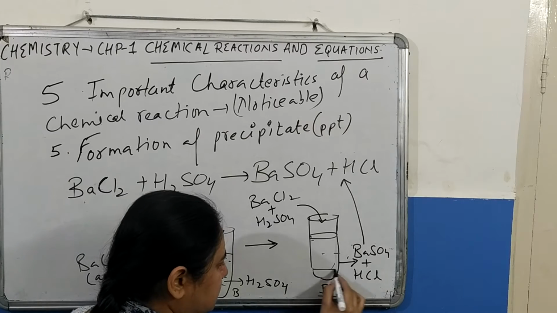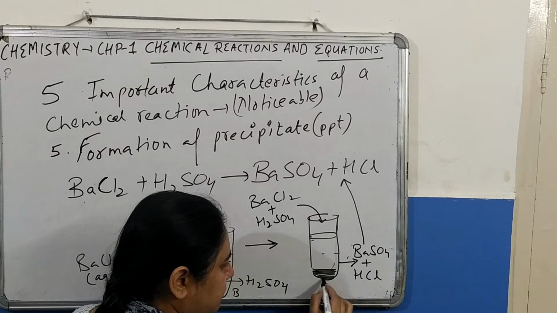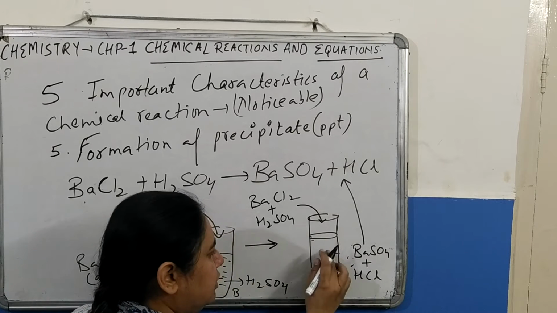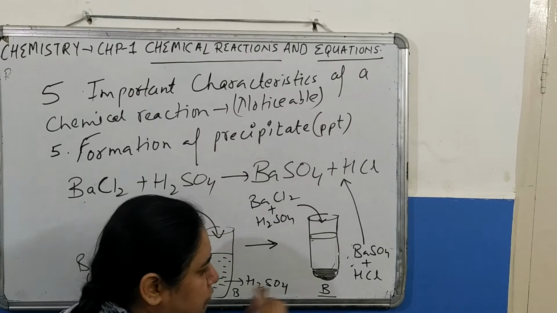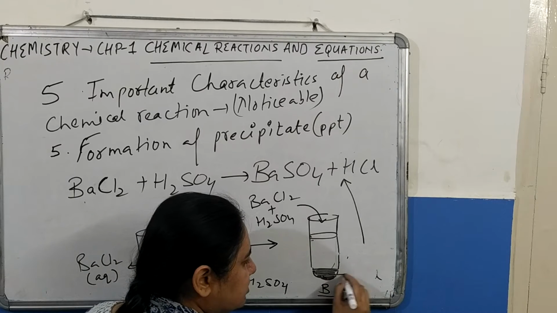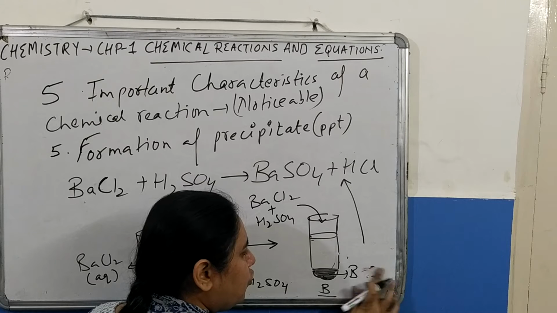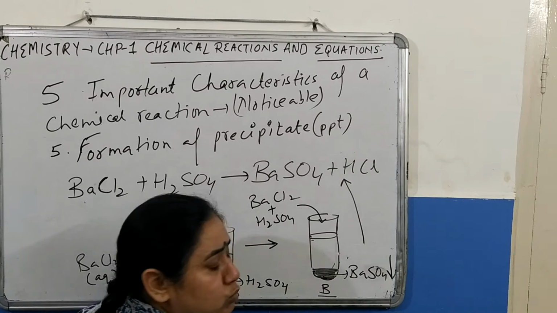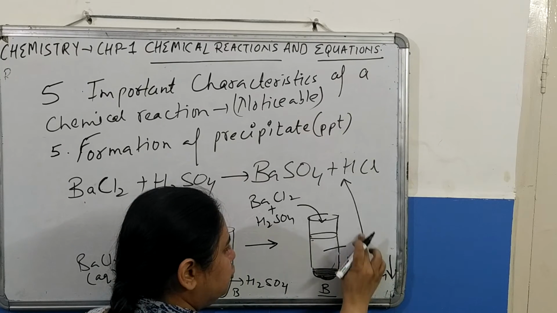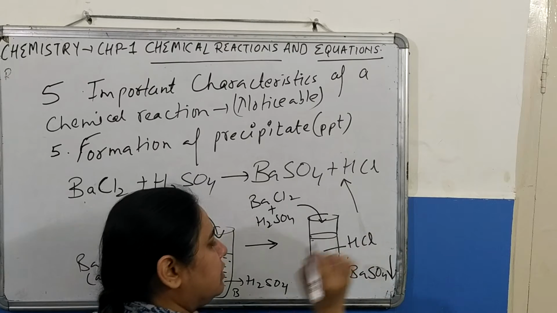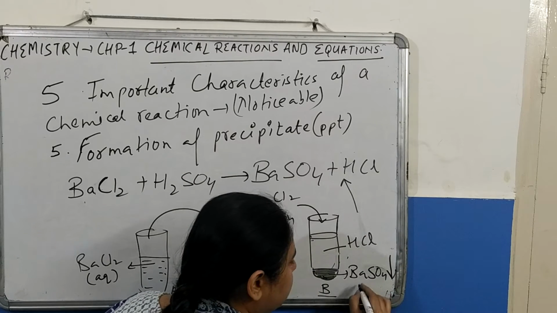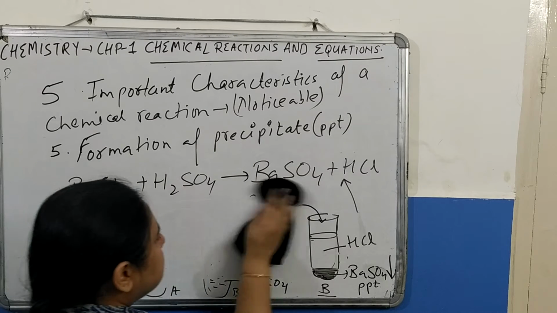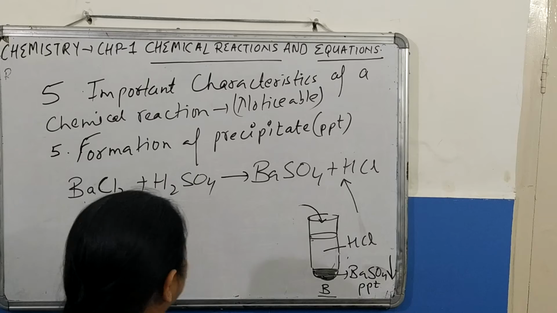You will see that something is going to settle down here, right? After some time, you will see that there is something which has settled down here, and there is a clear solution on the top. Now what has settled down is BaSO4. What did I say? Settle down. So I'm going to put an arrow in the downward direction, right? And what is here on the top? Obviously it is HCl. So BaSO4 is what? It is PPT.